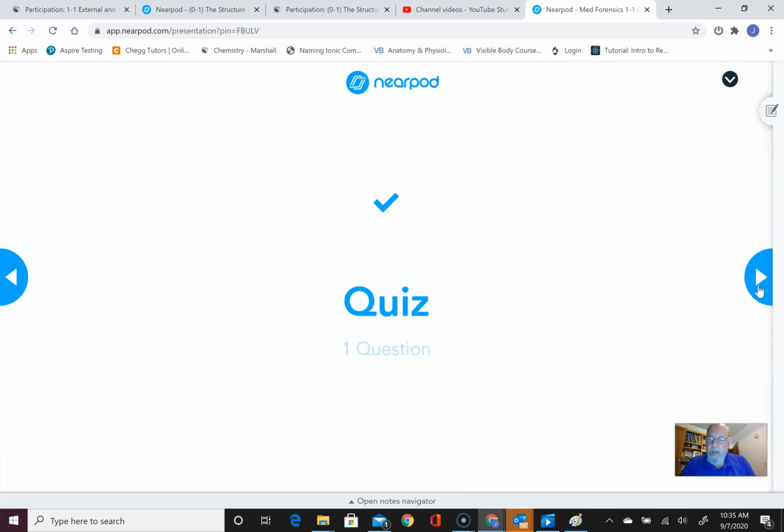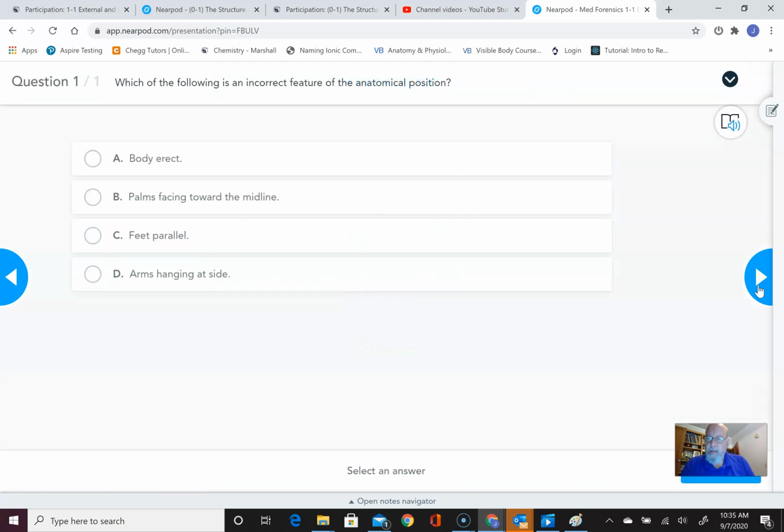We'll also have little quizzes as we go throughout a lot of these lessons, and the purpose of the quizzes is not so that I can grade you on something. The purpose of the quizzes is so I can find out what kind of information you already have, or information that you have as part of what we've looked at. So the score that you get on each of these little quizzes is not going to affect your participation grade at all. Okay, so which of the following is an incorrect feature of the anatomical position?